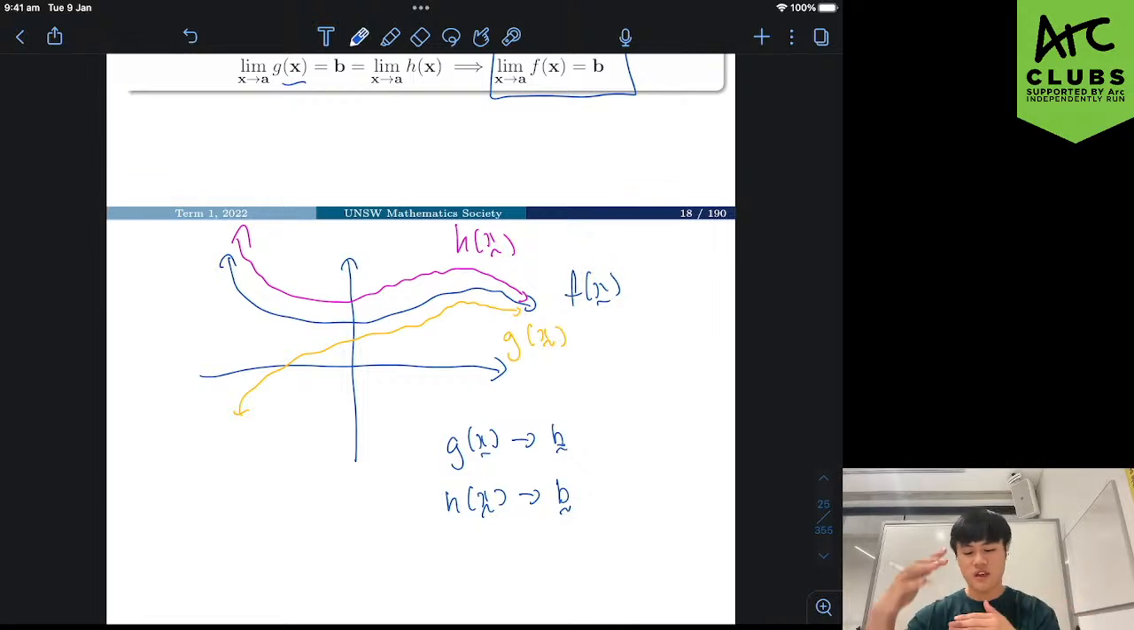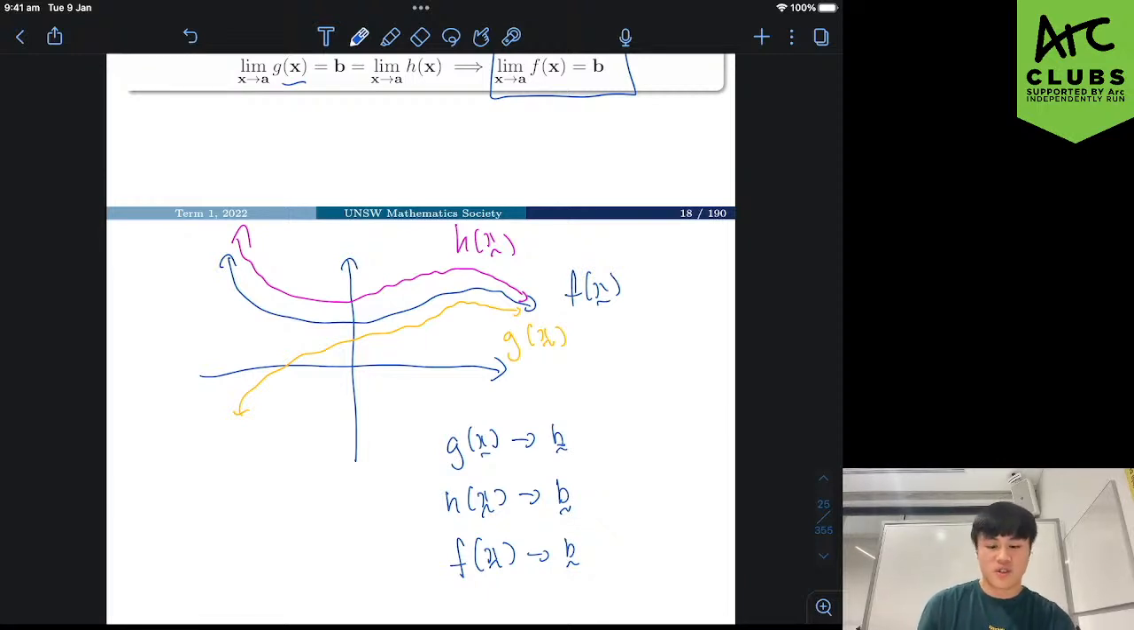you can think of h of x and g of x as pinching together. So that's why it's called the pinching theorem. And sandwiched in between the two is f of x, so f of x must also approach b. So that's essentially the pinching theorem here. Very similar to single variable calculus, just in multiple dimensions now.